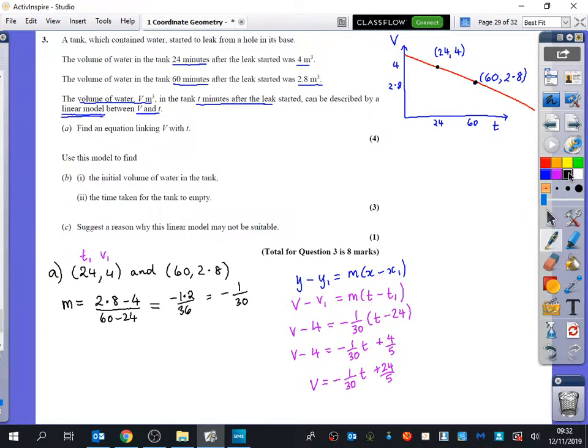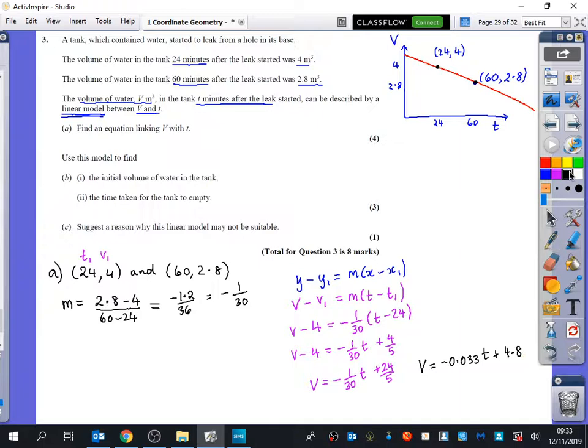If you did it in decimal form, that would also be okay. If it was in decimal form, we would have had minus 0.033 T plus 4.8. It depends on what the context of the question is. Depends how you're going to use it, okay?